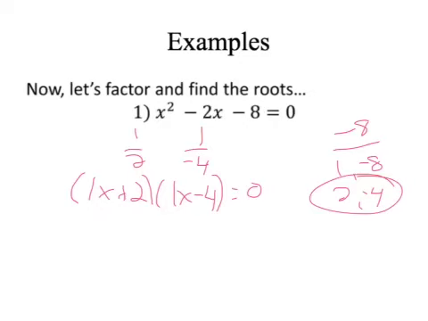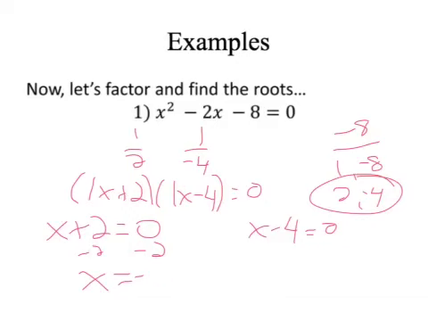Now we have factored it completely. We have our two binomials. Now we need to solve them like we did the previous examples. So we're going to break them into two problems. X plus 2 equals 0, and x minus 4 is equal to 0. And solve for x. So here I would subtract 2, and x would equal negative 2. Here I would add 4, and x would equal 4. So the roots of that quadratic would be negative 2 and 4. So if I graphed it, it would cross the x-axis at negative 2 and 4.